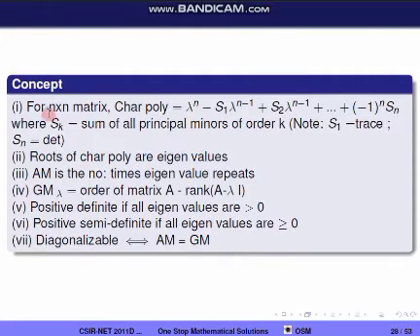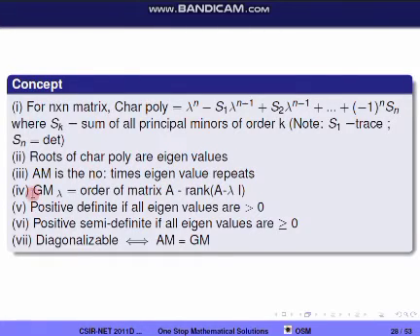For an n cross n matrix, we can define the characteristic polynomial equal to lambda power n minus s1 lambda power n minus 1 plus s2 lambda power n minus 2 plus etc. up to minus 1 whole power n sn, where sk is the sum of all principal minors of order k. Note s1 is the trace of the matrix and sn is the determinant. And roots of the characteristic polynomial are eigenvalues. The algebraic multiplicity of an eigenvalue is the number of times that eigenvalue repeats.